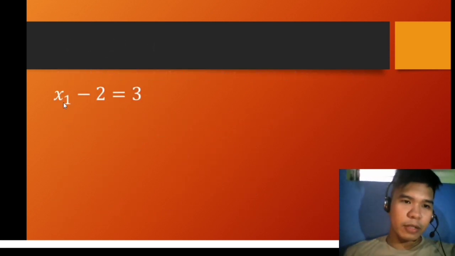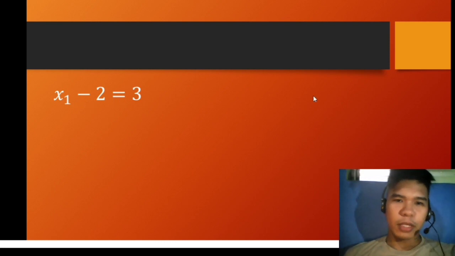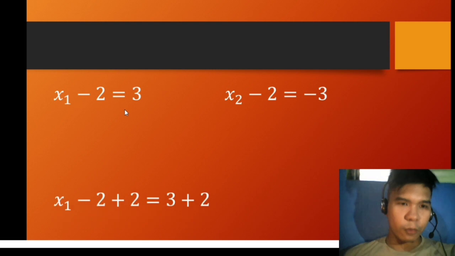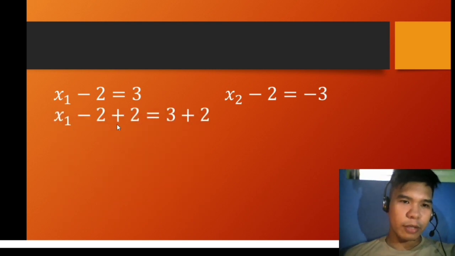So the first value is x sub 1 minus 2 equal to 3. And the second value is x sub 2 minus 2 equal to negative 3. So we need to solve for the first value of x. So to do that, we need to eliminate negative 2 here. So we need to add positive 2. So that is x sub 1 minus 2 plus 2.